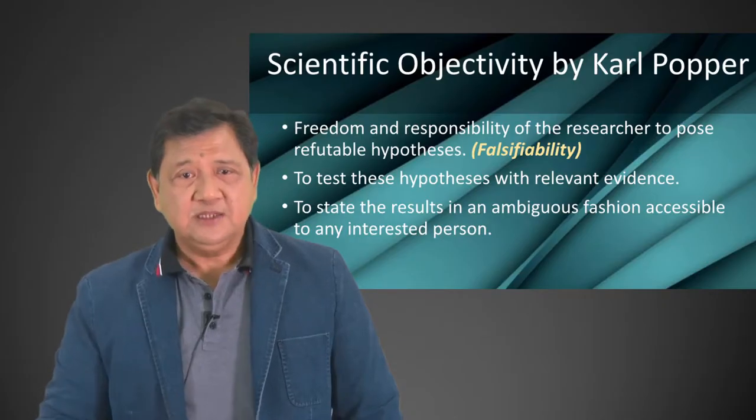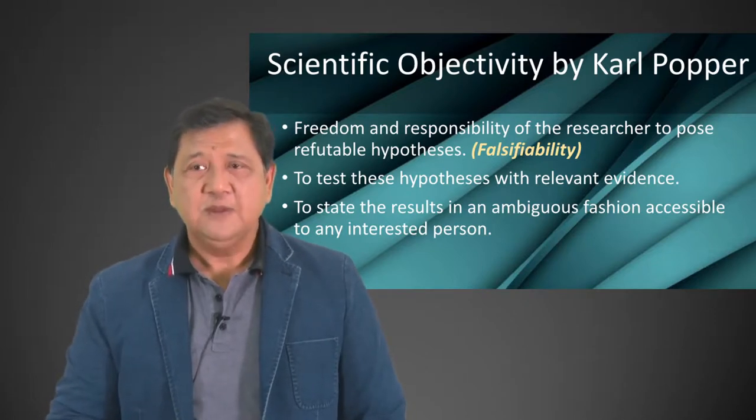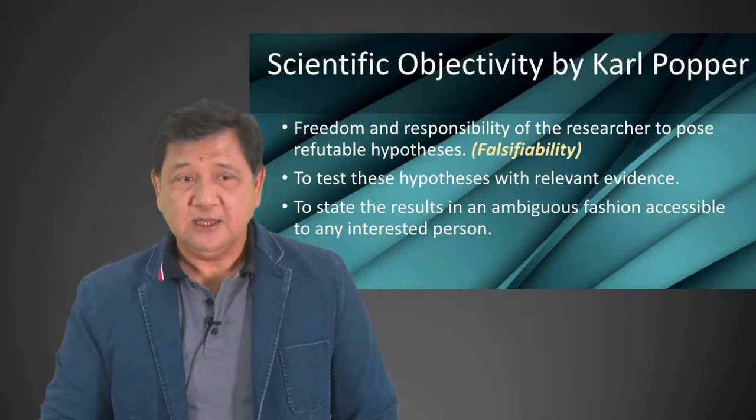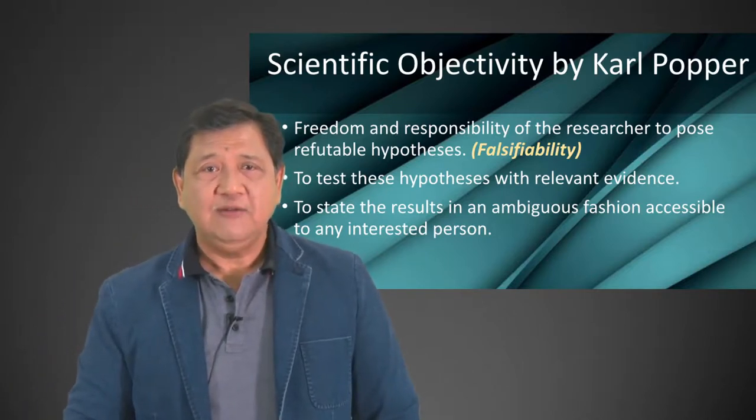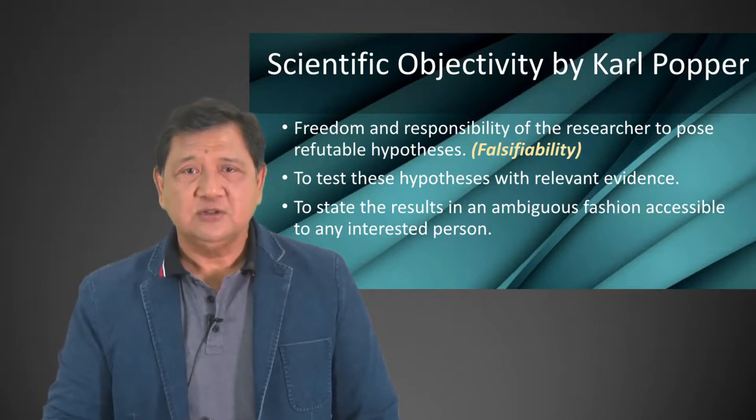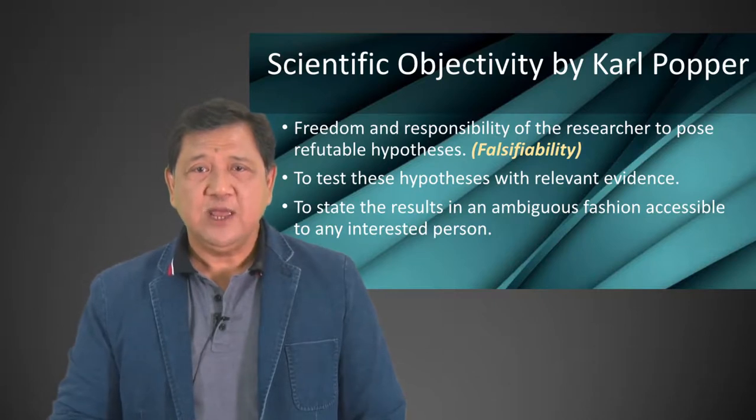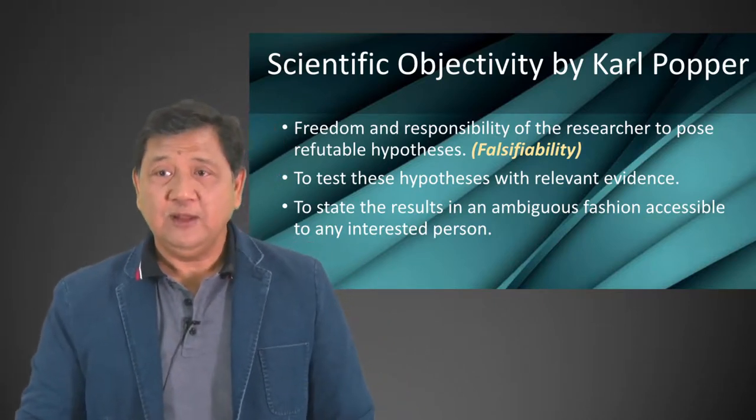Karl Popper, a prominent science philosopher of our generation, says that scientific objectivity is the freedom and responsibility of the researcher to pose refutable hypotheses, meaning that the element of falsifiability is always in the content and consciousness of the researcher. This means that any knowledge system must be in a form that is falsifiable, that it can be proven false rather than proven true. He also says that one must test the hypothesis with relevant evidence and state the results in an unambiguous fashion, accessible to any interested person for them to evaluate for themselves.